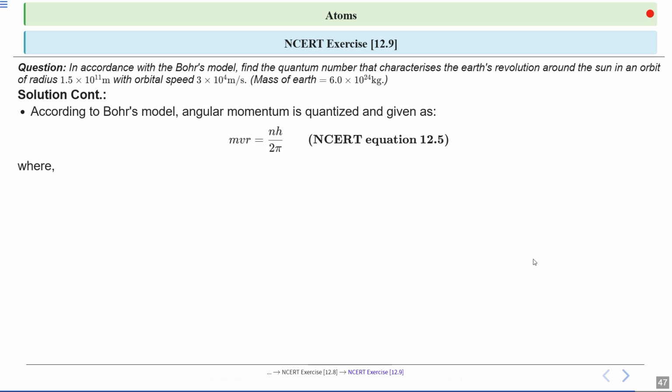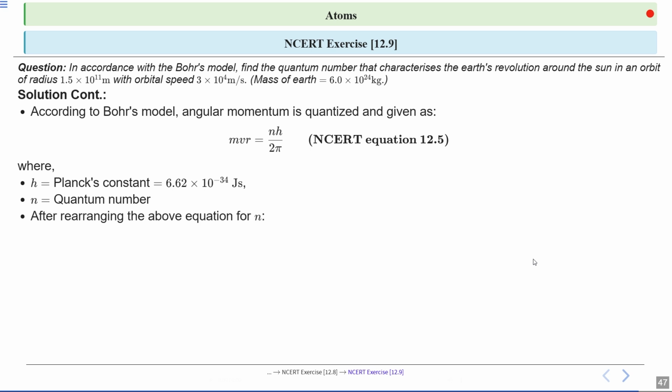Let's clarify what each symbol in the equation stands for. h is Planck's constant, which is a fundamental constant in quantum mechanics. Its value is 6.62 times 10 to the power minus 34 joule second. n is the quantum number. This is what we are trying to find. It tells us which allowed orbit Earth would be in according to Bohr's model.